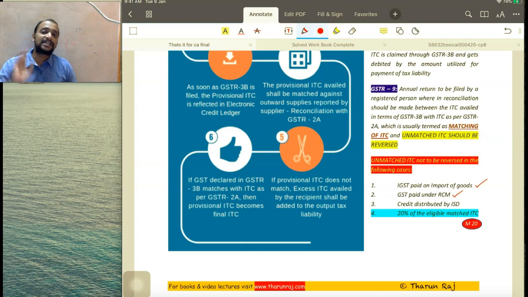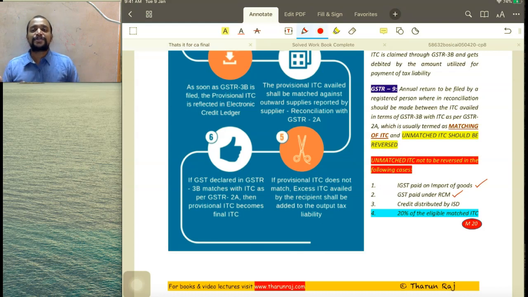And should it be matched with GSTR 2A? No, it need not be matched. Same way, credit distributed by ISD. Here there are two views. View number 1, it needs to be matched. View number 2, it need not be matched. But your study material is silent on this. So you can write any point, like you can write this point or you can ignore this point.